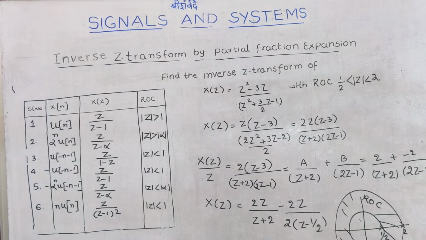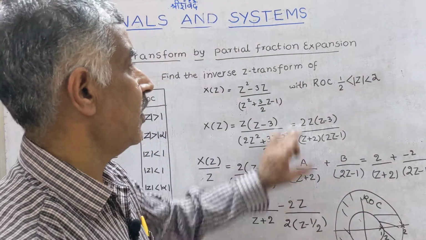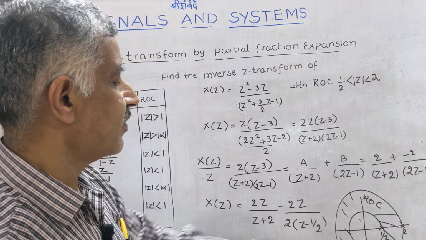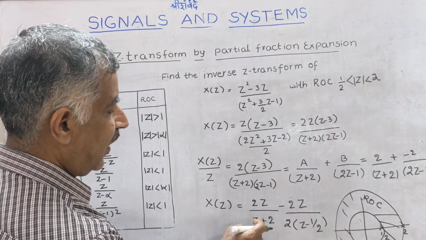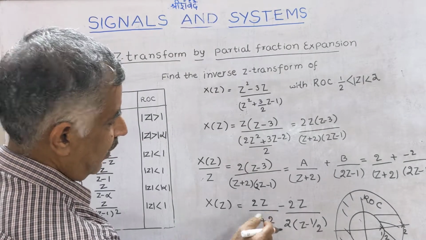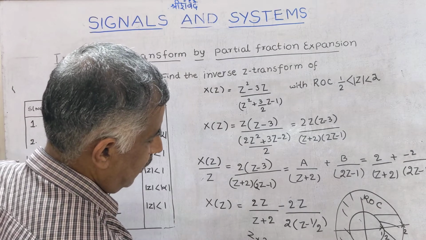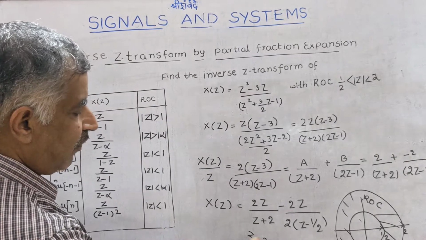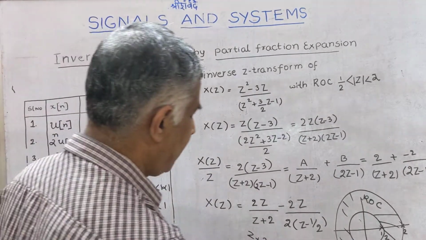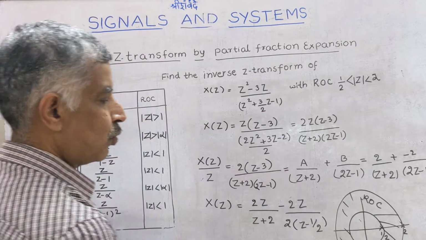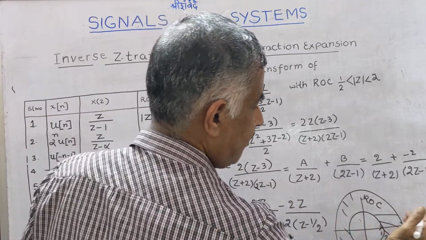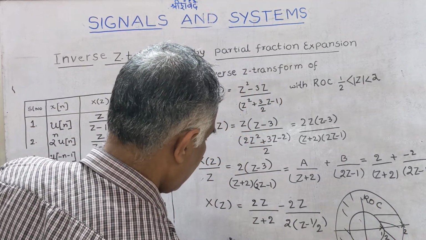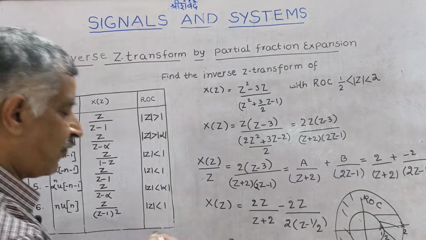Now, sketching the ROC for the whole problem, compare the pole radius of this term and the pole radius of the other. For the first one, Z plus 2 is equal to 0, Z equal to minus 2. Taking the mod of minus 2 gives 2, so the pole radius is 2. And the ROC comes inside this pole radius. Therefore, it is a left-sided sequence.